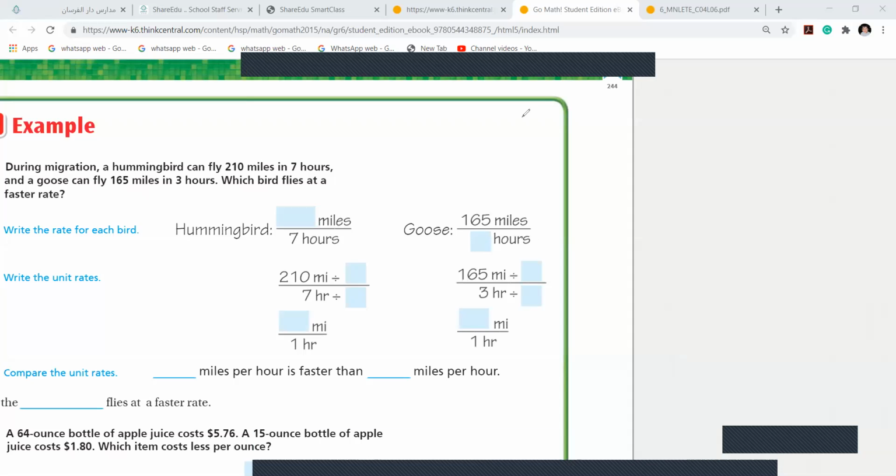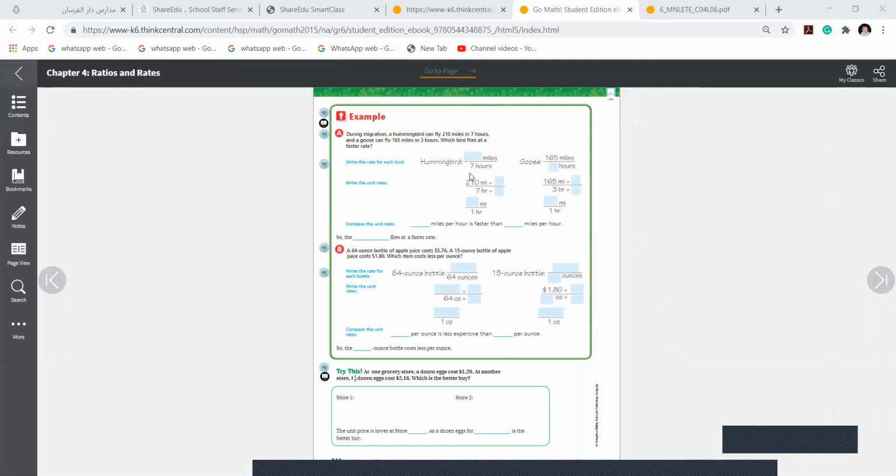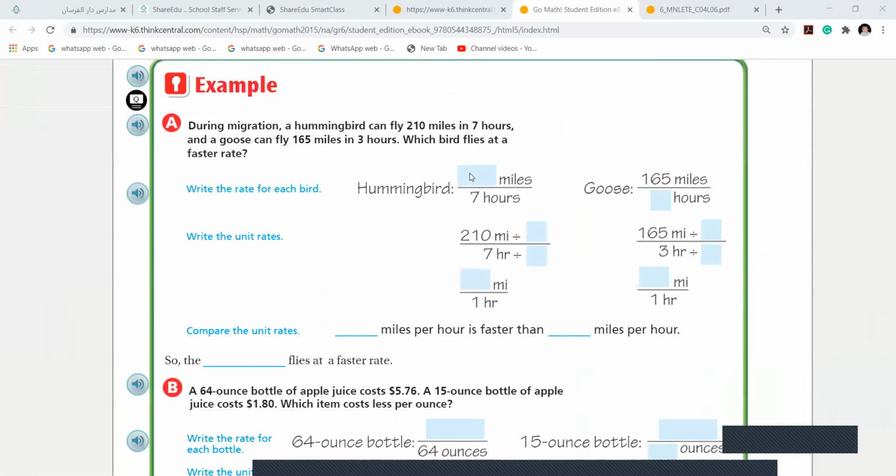Let us continue. Page 244. All right. So here, please can you read it out, Vatin?